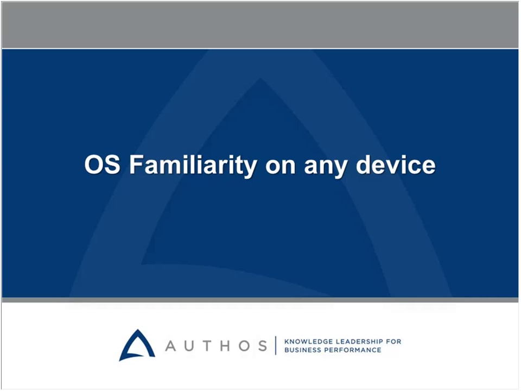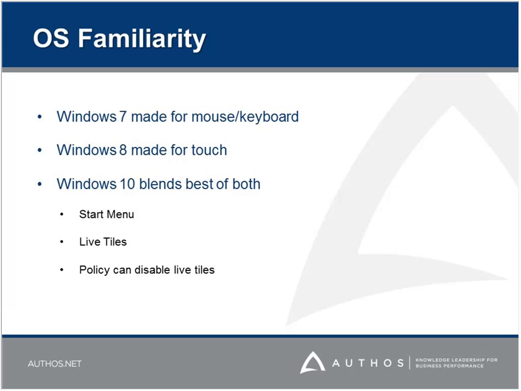So, first feature we'll talk about is OS familiarity on any device within Windows 10. If you think back to Windows 7, which most of you are probably on, it's basically made for mouse and keyboard. As they released Windows 8, that was more made for touch devices, much to the challenge of a lot of other users. What Windows 10 does is blend the best of both of those operating systems. So it brings back the Start menu. It also incorporates live tiles, but also gives IT the ability to establish a policy whether you want the live tiles or just want to keep the Start menu.